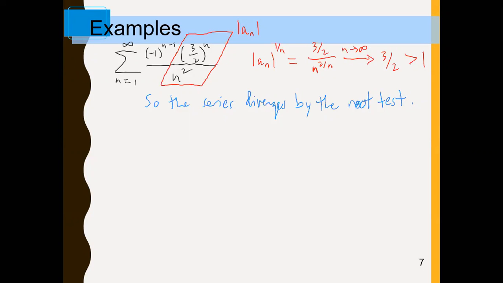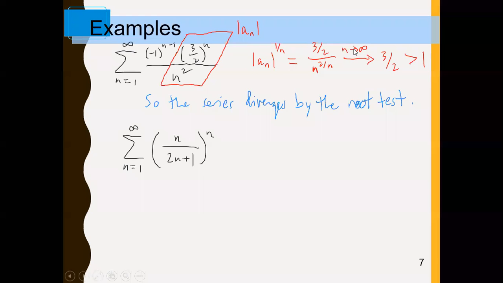Okay, ready for another one here? Let's do another one. How about the sum, n going from 1 to infinity, of (n over 2n plus 1)^n. Think about that with someone nearby, and we will talk about it in a few.